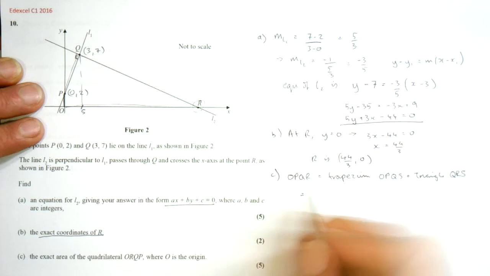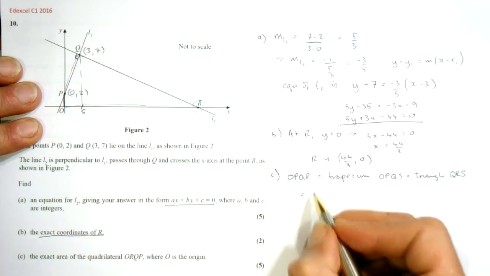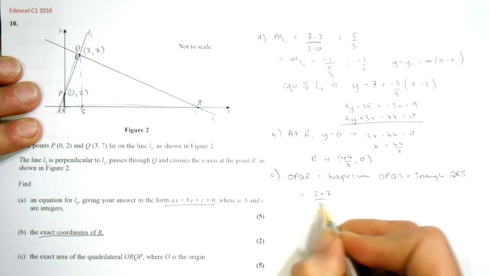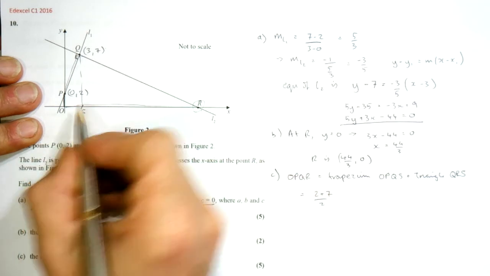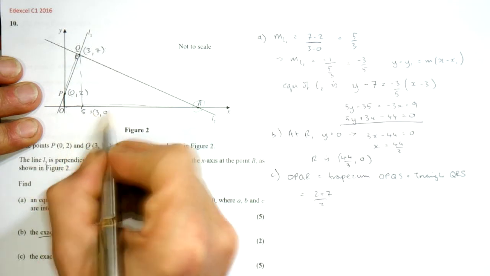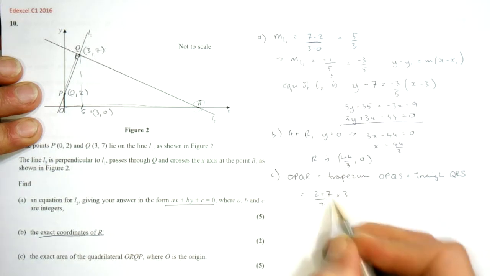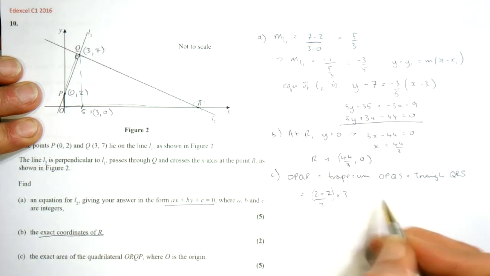And the trapezium, P has got a height of 2, Q has got a height of 7, so 2 plus 7 and halve it, times the distance between them. Well, the x coordinate of Q is 3, so the distance from 0 to 3 is 3, so that's times 3, so that's the trapezium.